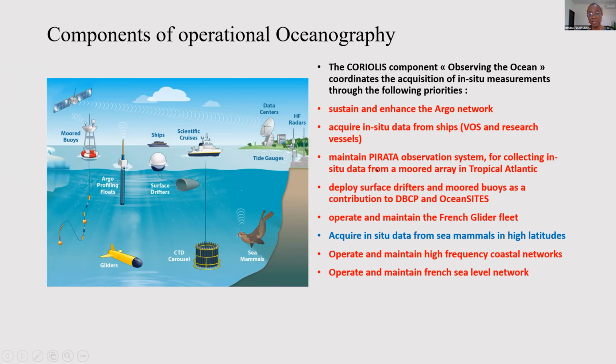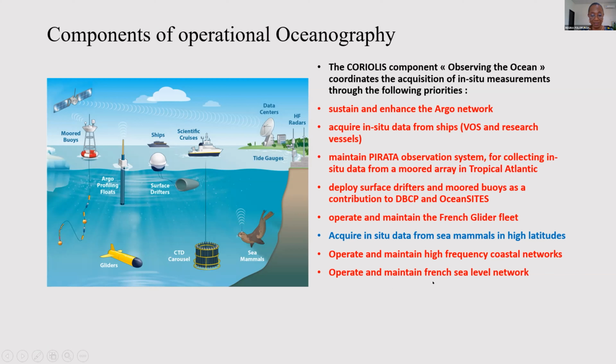And then they have to maintain PIRATA observation systems for collecting in-situ data from moored buoys. Now, I will talk more about this when I show you the next slide. And we have to have the buoys, which is the moored buoys. Then we have to deploy surface drifters. These are all the components of operational oceanography. We are to operate and maintain high-frequency coastal networks, operate and maintain French sea level networks.